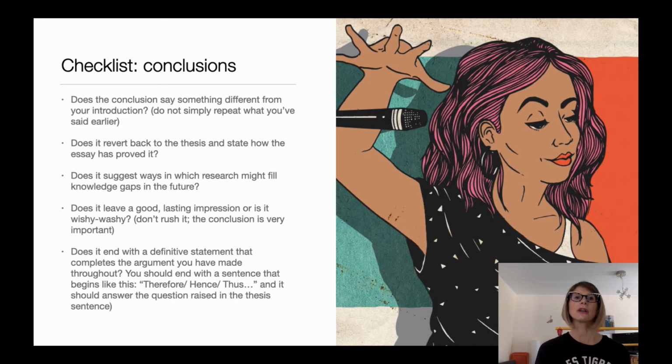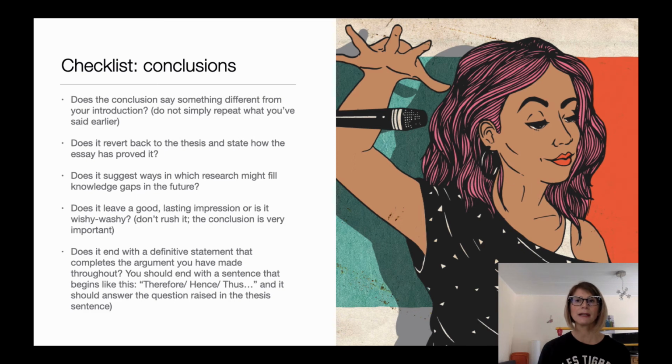And then finally, your conclusion. Does your conclusion say something different from your introduction? Don't repeat what you've said in your introduction. What we need to do now in the conclusion is to show how your argument has been proved. And that's why I have this picture here. Your conclusion is your mic drop moment. It's where you get to say, look at all the evidence I've presented here. Now it's impossible to refute my argument. It's impossible to refute my position. Okay, so your conclusion needs to revert back to the thesis statement and state how the essay has proved the point that you're making. It might be drawing on a particular insight that you've had about a text.